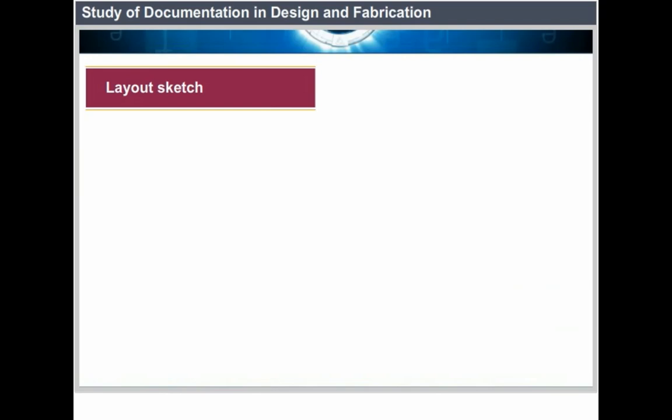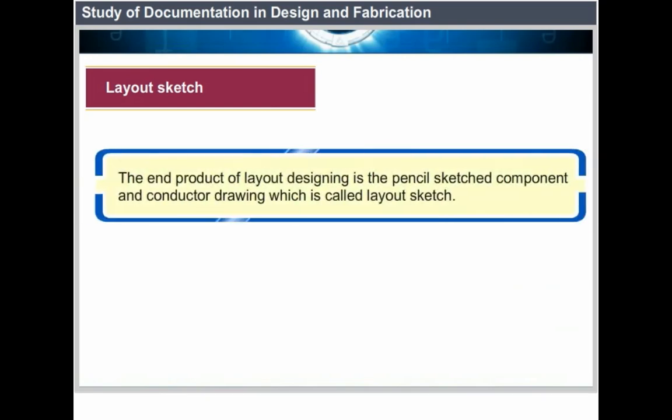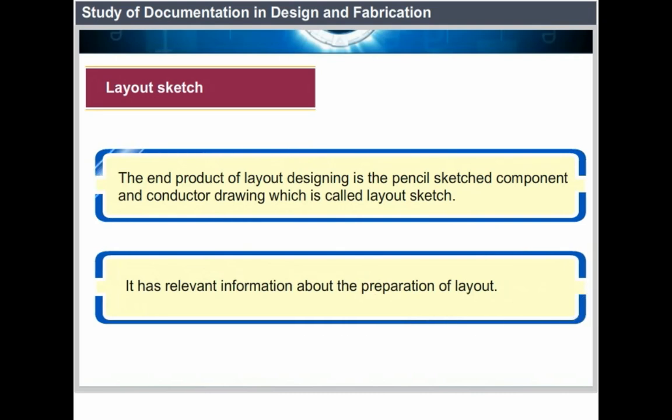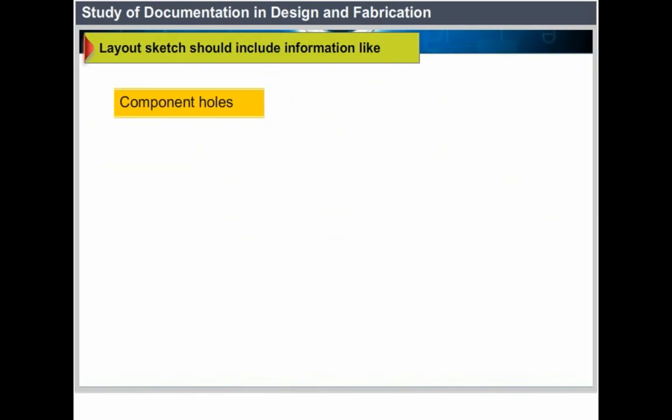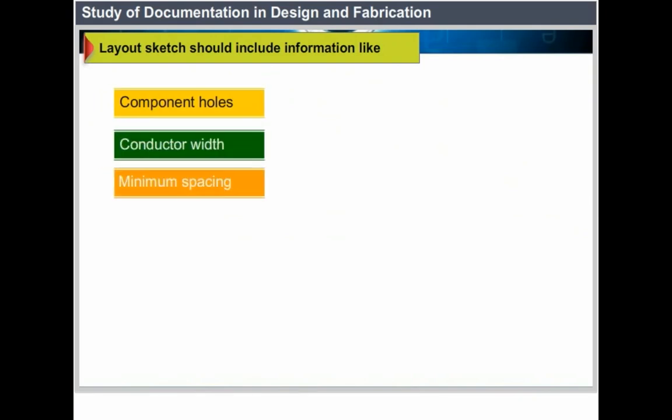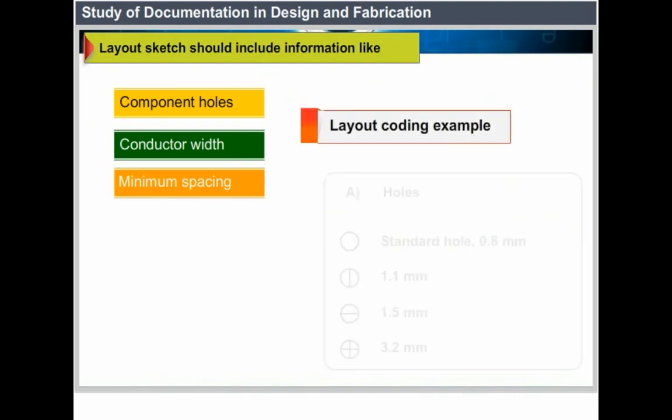Layout sketch. The end product of layout designing is the pencil-sketched component and conductor drawing, which is called the layout sketch. It has relevant information about the preparation of the layout. The layout sketch should include information such as component holes, conductor width, and minimum spacing. Layout coding example as shown in the figure.